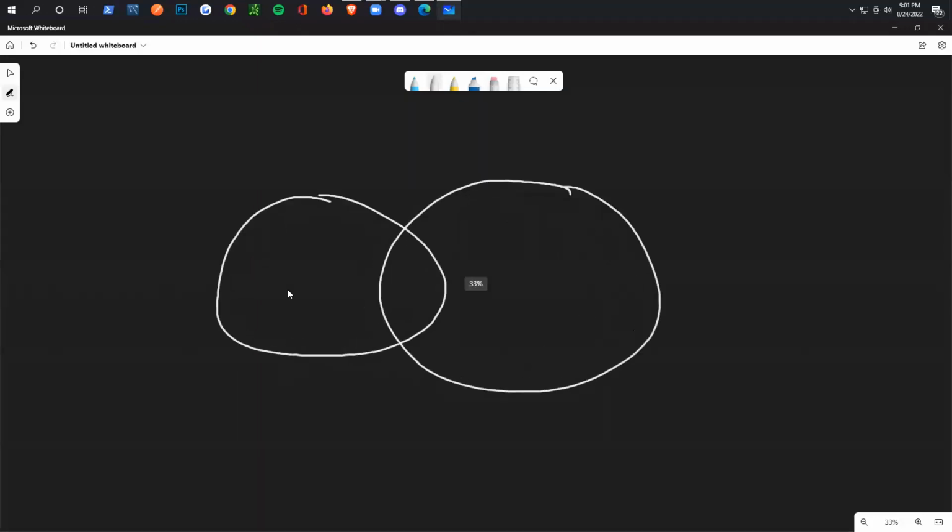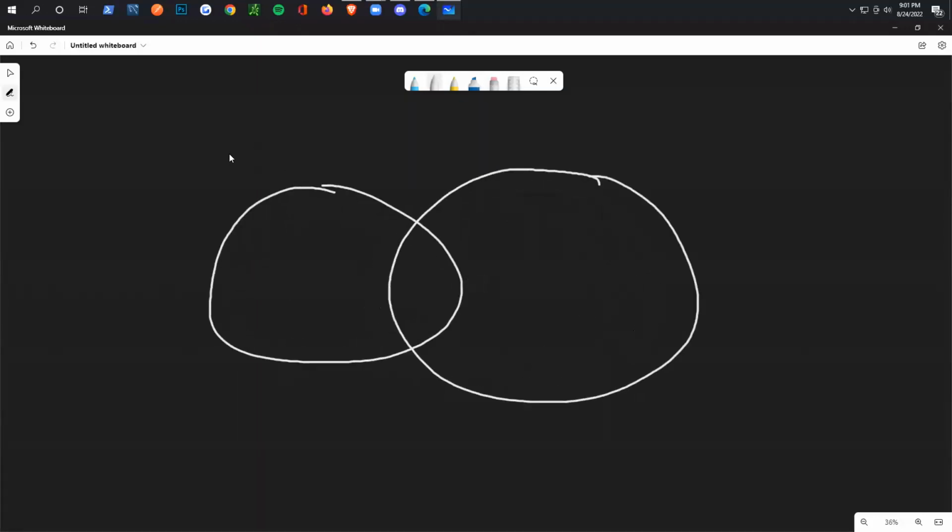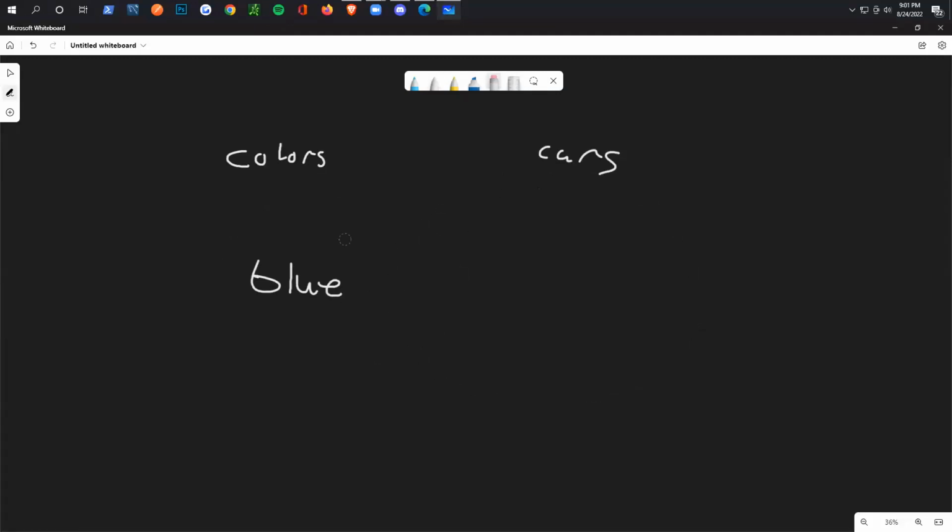circle, right? Or a Venn diagram. Pretty much, if it's disjoint, you have something like, for example, colors and cars, right? So we have blue. Okay, so let's say we have a red car, and let's say we have a blue car. So I guess you can say, actually, this is a bad example. Hold on. Let me get a better example.